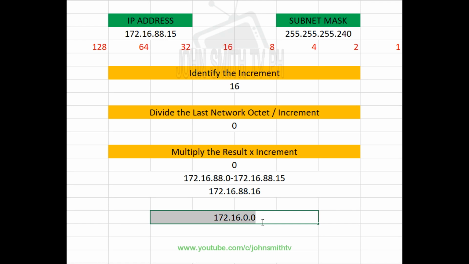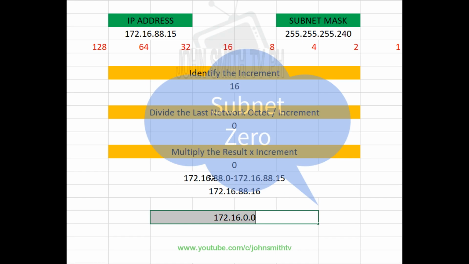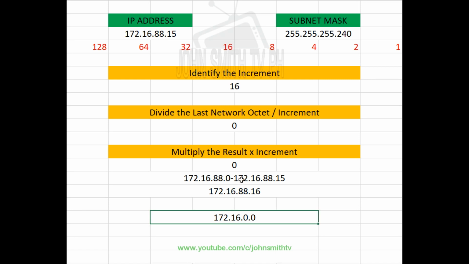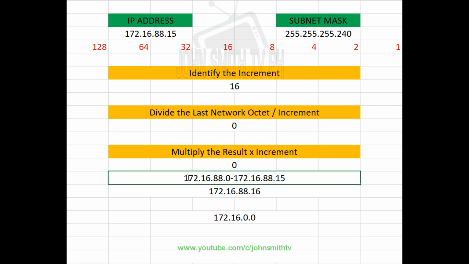Our subnet 0 is 172.16.0.0. So, hindi pala ito ang pinakaunang subnet na meron tayo. Ngayon, kung ito ang mga naging sagot mo ay congratulations at nakuha mo ang tamang sagot. Now, my next question is, what is the first usable address of our network? Ang network natin ay 172.16.88.0 hanggang 172.16.88.15. Ngayon, bago tayo magpatuloy sa pagkuha kung ano ang first usable address, i-define muna natin.